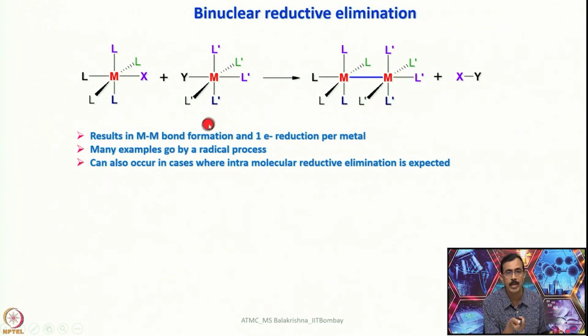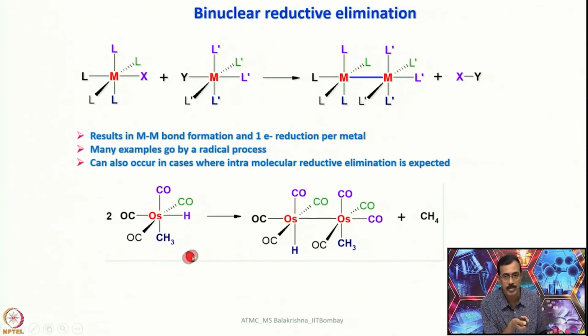Many examples go by radical process. In these things where, as I mentioned, one electron process is there, most of them follow radical mechanism. It can also occur in cases where intramolecular reductive elimination is expected. So, that means in some cases where intramolecular reductive elimination is expected, it can also follow this binuclear method.